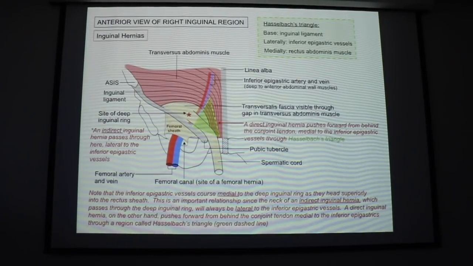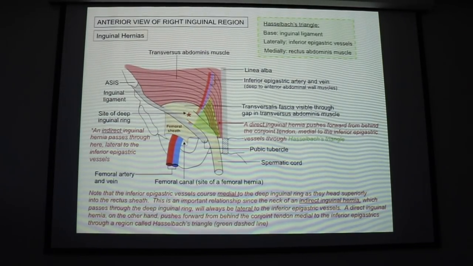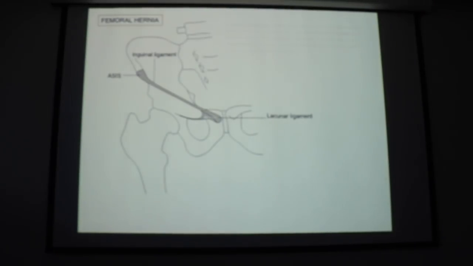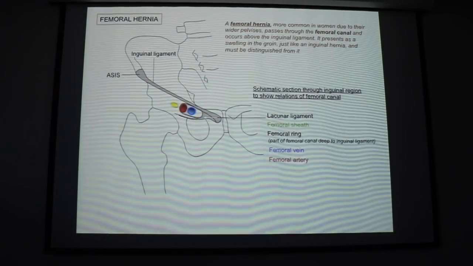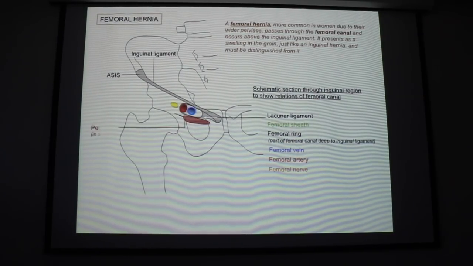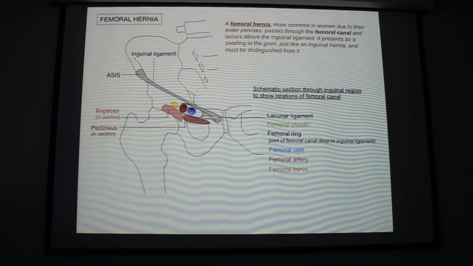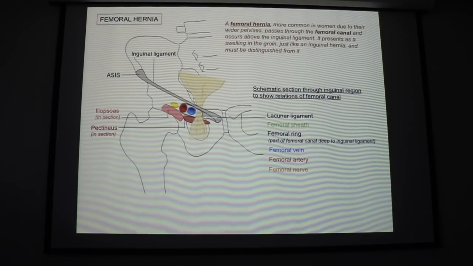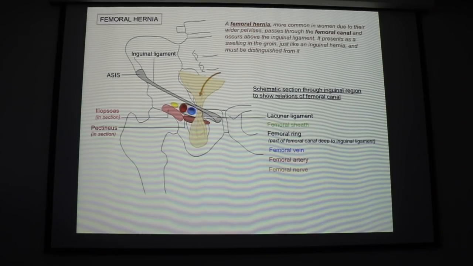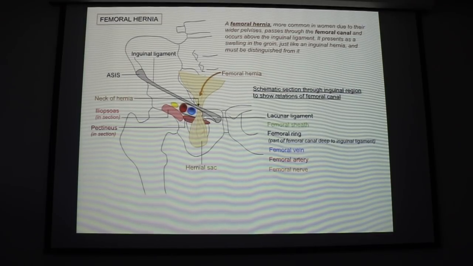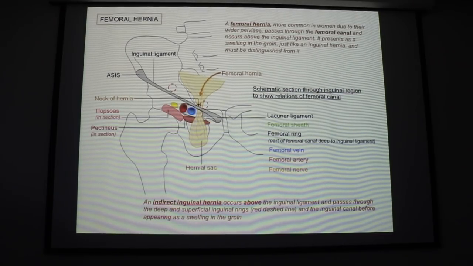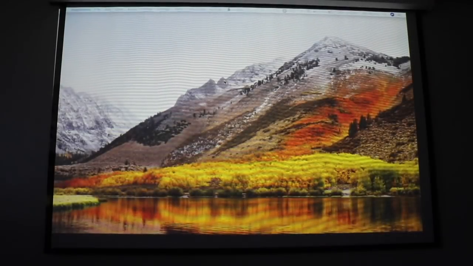So this is the place from where we can have the emergence of the femoral canal, femoral hernia. So now femoral hernia, femoral canal, we did it. Vein, artery, nerve are always outside the sheath. Pectineus muscle, iliopsoas. This is the femoral hernia. And now this is the neck of the hernia. So this is a deep and superficial ring. So any hernia, indirect hernia. Thank you very much.